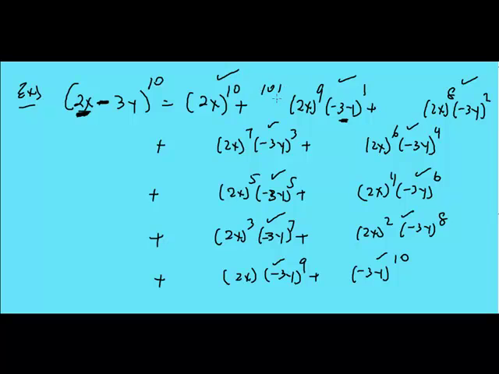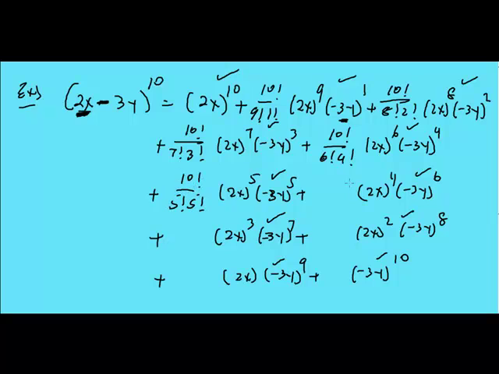It would be 10 factorial over 9 factorial times 1 factorial. This will be 10 factorial over 8 factorial times 2 factorial. Okay, and the next one will be 10 factorial, all that over 7 factorial times 3 factorial. Next one will be 10 factorial over 6 factorial times 4 factorial. Next one will be 10 factorial over 5 factorial times 5 factorial. Next one will be 10 factorial over 4 factorial times 6 factorial. Next one will be 10 factorial over 3 factorial times 7 factorial.